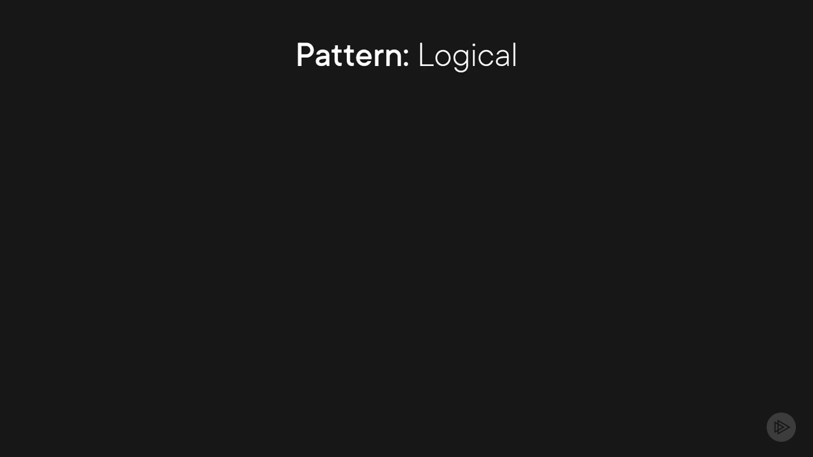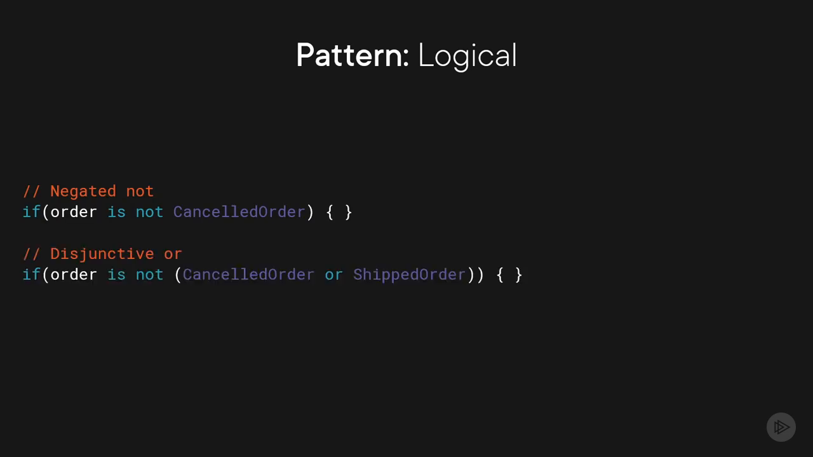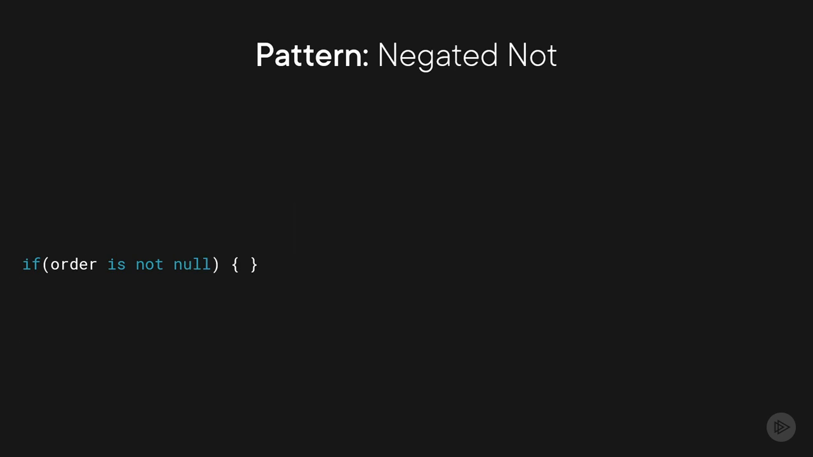The logical patterns let you introduce negated not, disjunctive or, as well as conjunctive and patterns. These three different logical patterns can be used together to produce complex, yet readable patterns. You could check that a property falls within a certain range, and that the type does not match two different subclasses. Another very good use case of the negated not pattern is to check if an instance is not null.